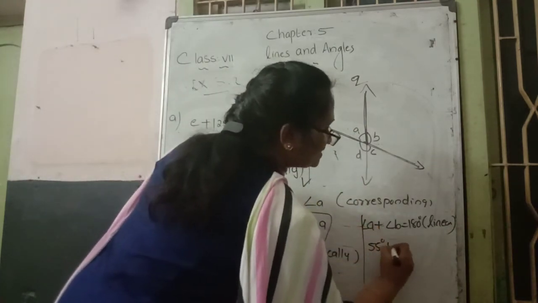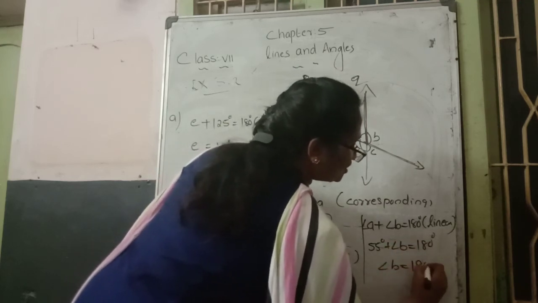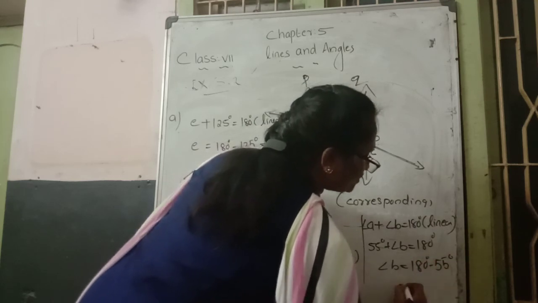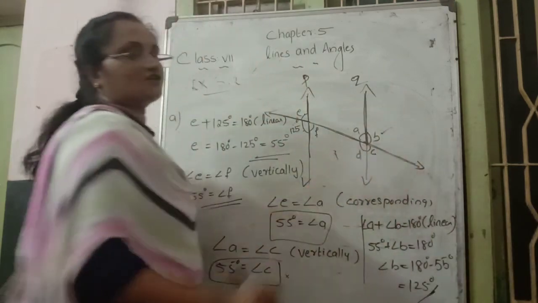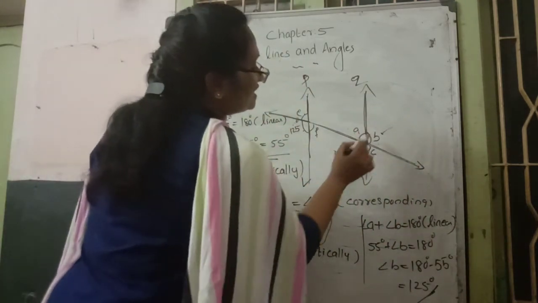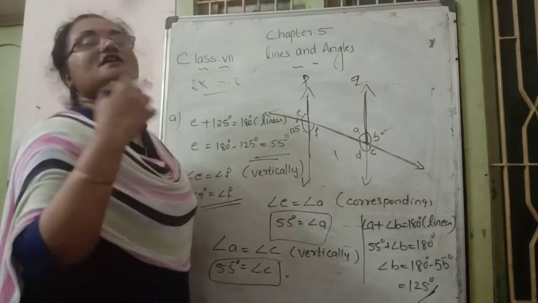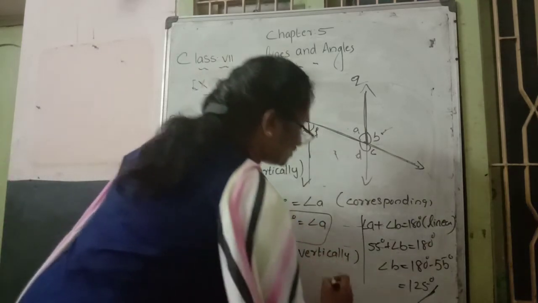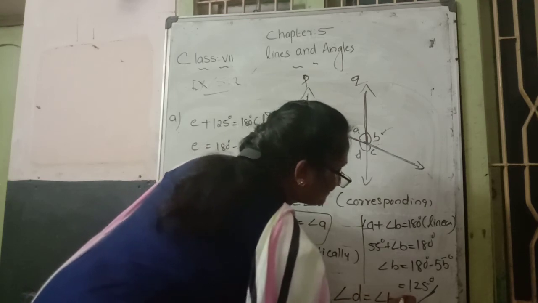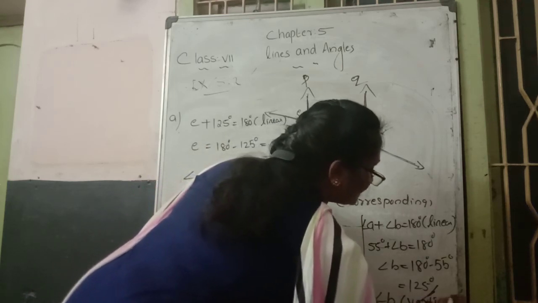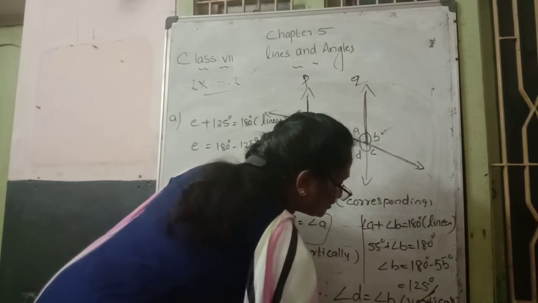So how much is angle B? 55 degrees is sent to the opposite side, so angle B is equal to 180 degrees minus 55 degrees, which is 125 degrees. Angle B becomes 125 degrees. What about the relation between B and D? B and D are vertically opposite. B is 125, so D also becomes 125. Therefore angle D is equal to angle B. The reason is they are vertically opposite.